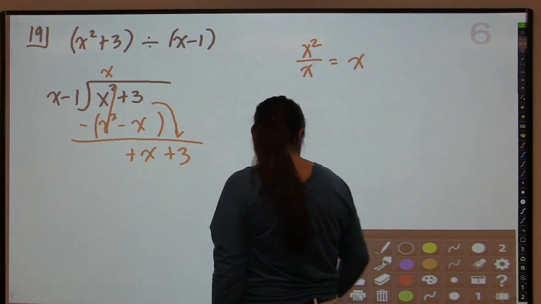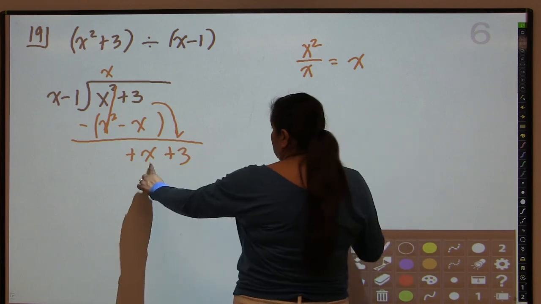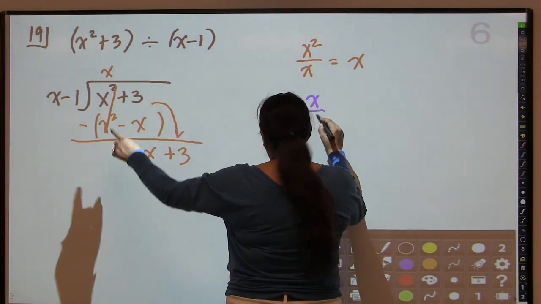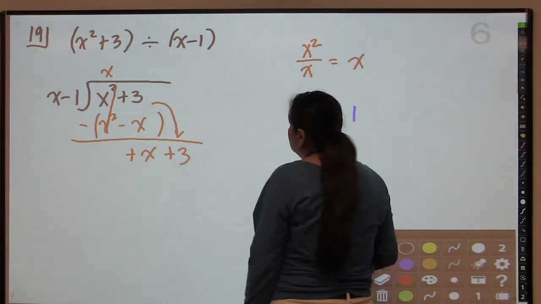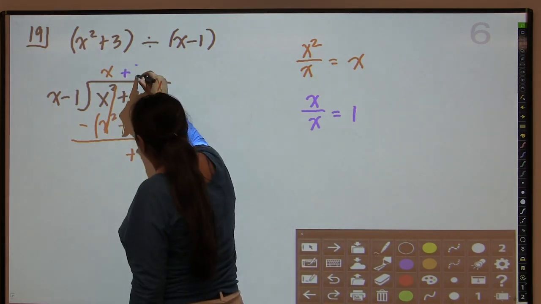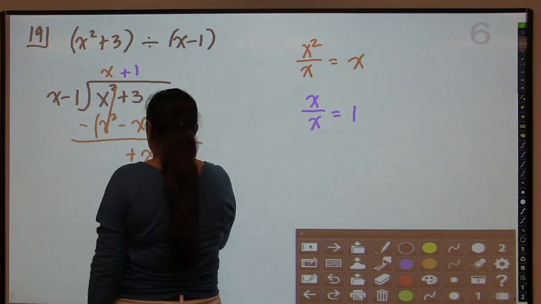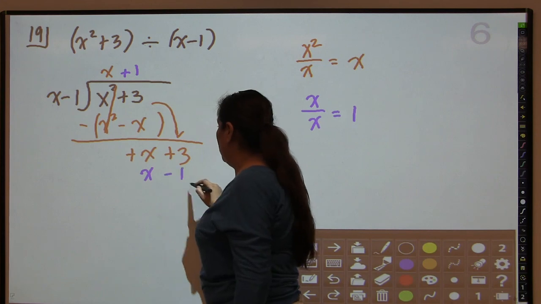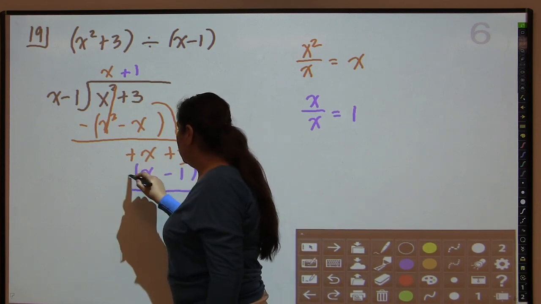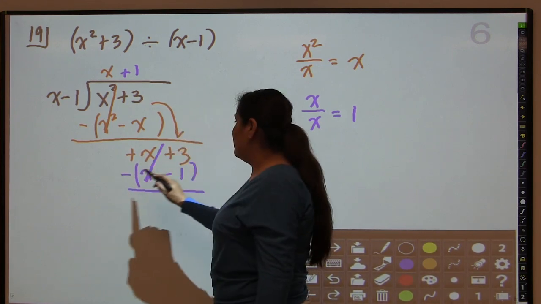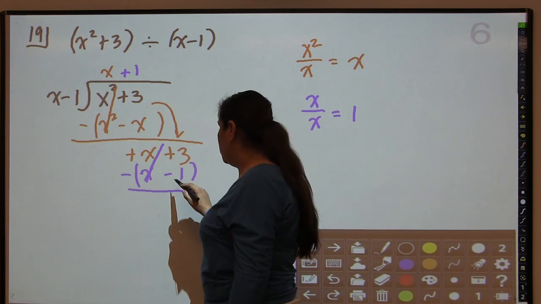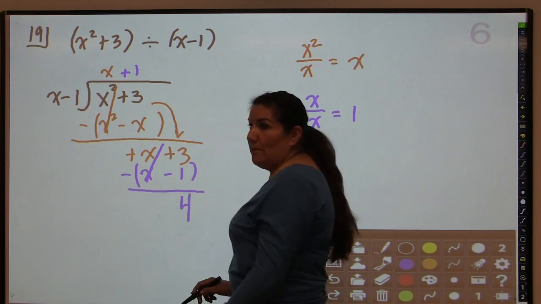And then you continue all over again, like we have in the past. So you take x divided by x, which is 1, so then you put plus 1 over here. And 1 times x is x, and 1 times negative 1 is negative 1. And then you do your subtraction. x minus x cancels. 3 minus negative 1 is 3 plus 1, so that's 4. So you get a remainder of 4.